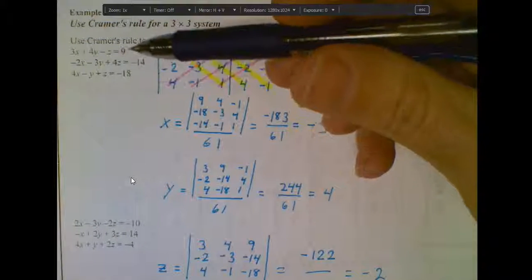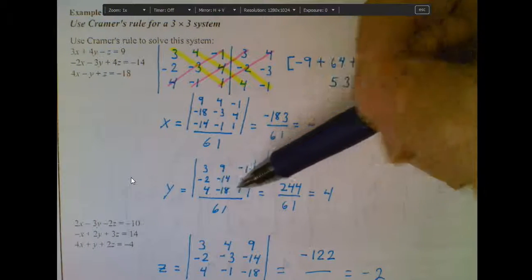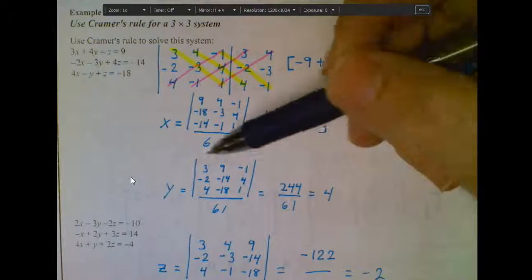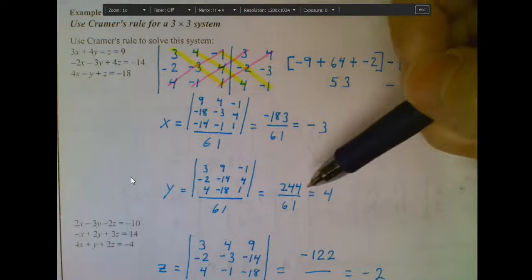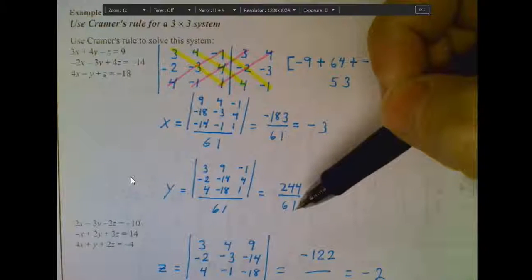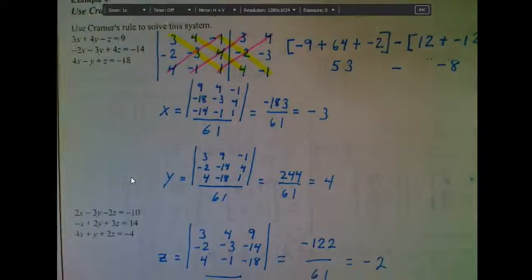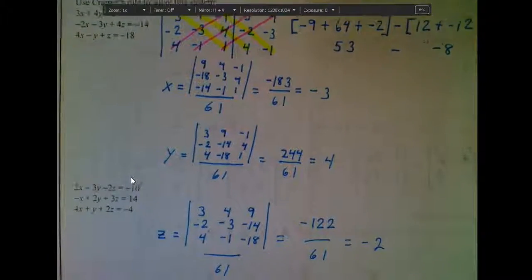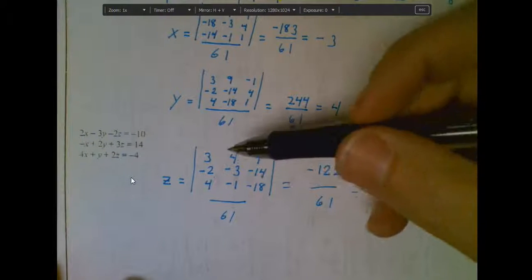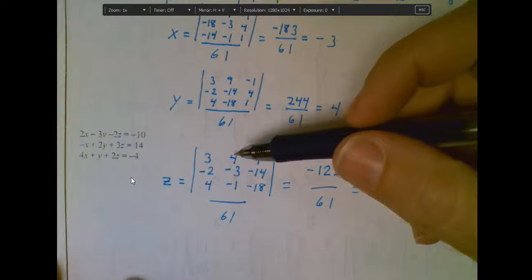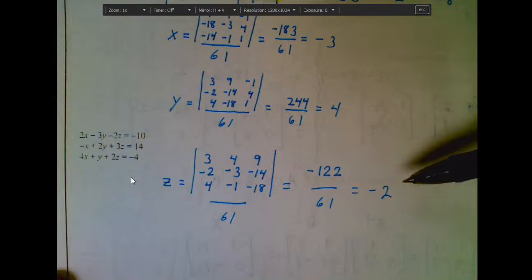So again, I'm taking those three numbers. They are now going into the y column. I leave my x's and my z's alone. I'm going to take the determinant of this, just like I did up here. That's where the 244 comes from. Divide it by 61, and you got your answer for y. And then one last time, I'm taking those three constants, 9, negative 14, and negative 18. They're now going into the z column. I'm leaving these two coefficient columns alone. Take the determinant of this, divide it by 61, and now you got your answer for z.